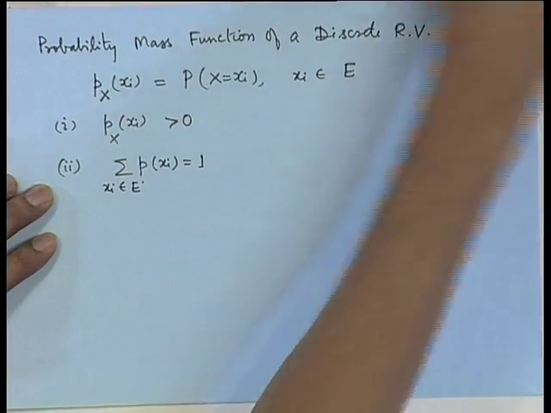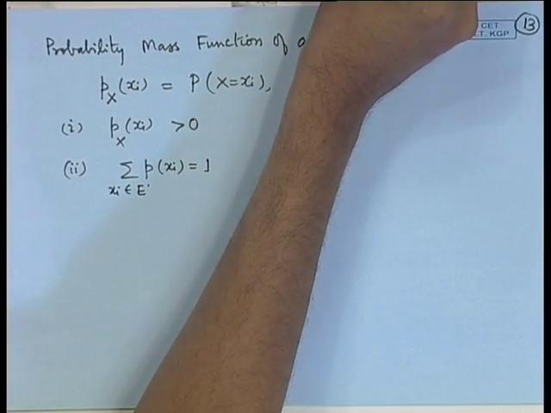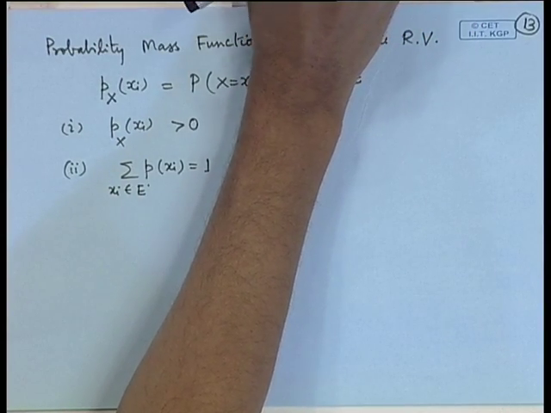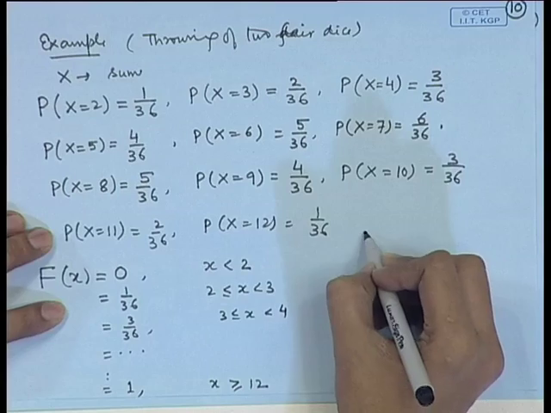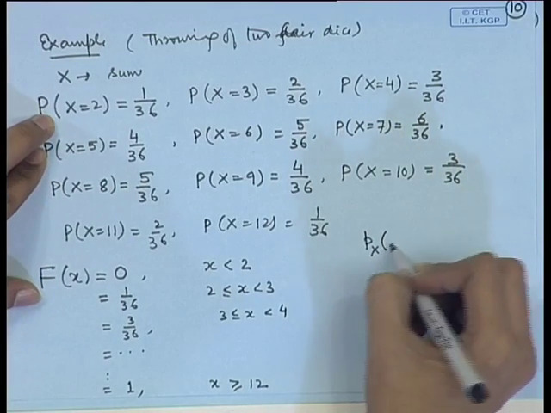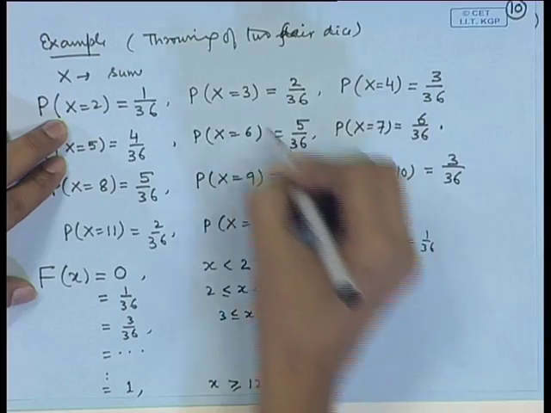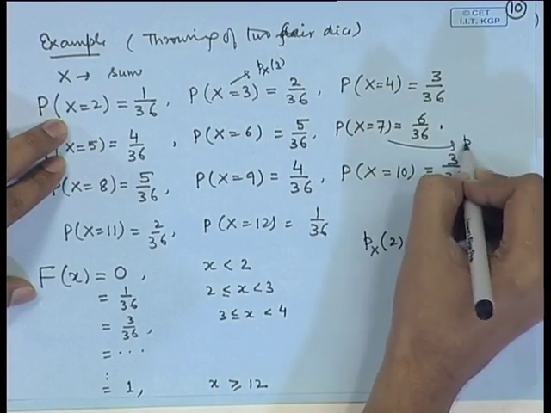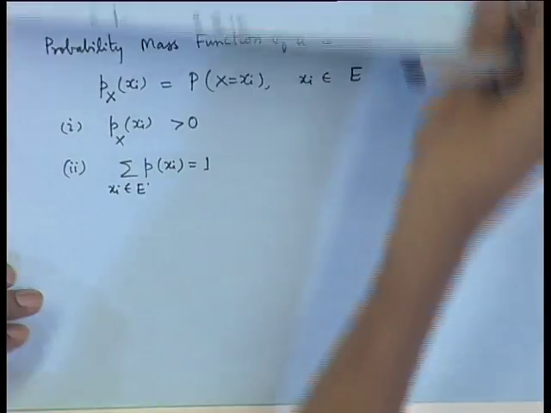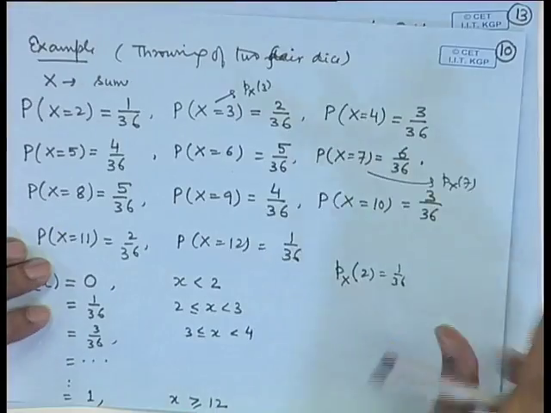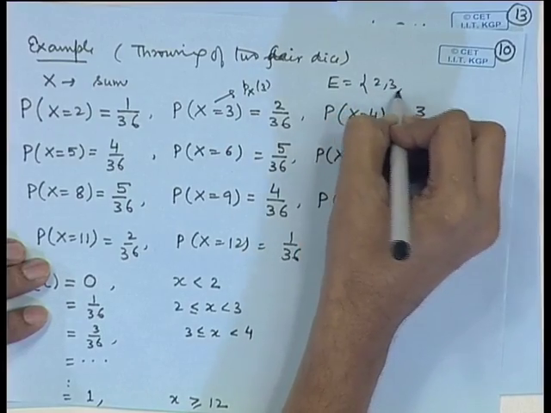So, if we look at the examples discussed earlier, the tossing of a coin, the throwing of a die, etc., then the probability distribution is quite clear. For example, let us look at the die throwing problem. We can write p_X(2) is equal to 1 by 36, this is p_X(3), this is p_X(7), etc. It is clearly satisfying the property that p_X(x_i) is greater than 0 for x_i belonging to the set. Here what is the set E? The set E is 2, 3 up to 12.